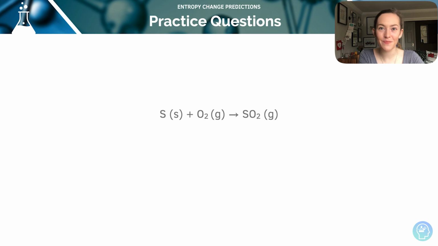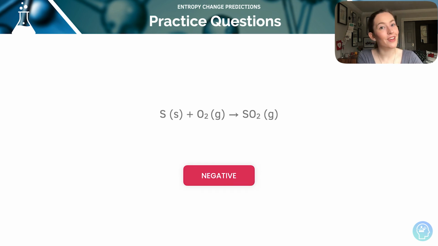And finally, this one. There is a decrease in the overall number of molecules when we compare the reactant side, so 2, and the product side, 1. Therefore, the overall entropy change is negative.